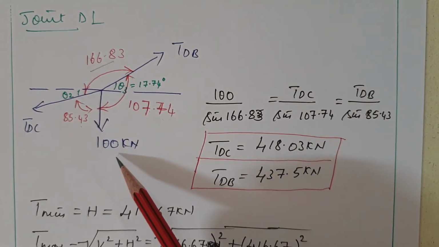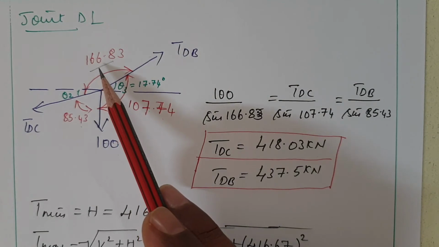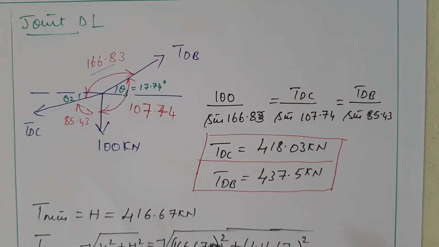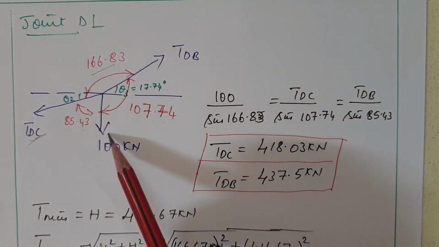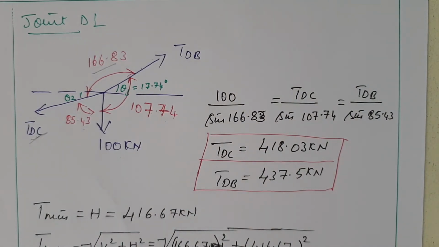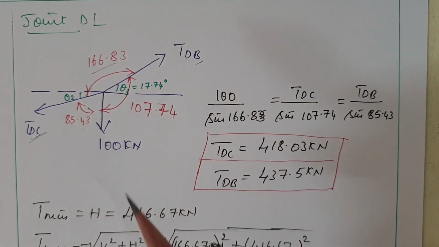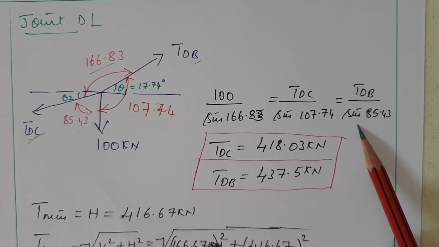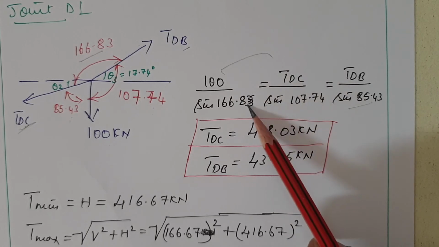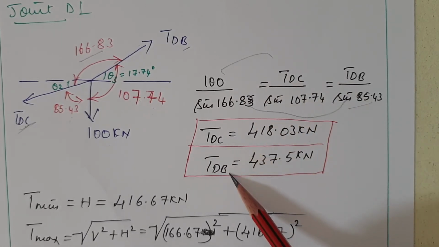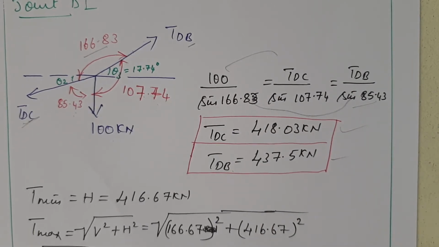100 divided by sine of the angle between the other two forces, it is 160.83, and another one, TDC, the angle between the other two forces is 107.74, so that is sine 107.74, that will be equal to another force TDB, the angle between the other two forces is 85.43, that is what I have given here. So now I am equating these to get the values of TDC as well as TDB.